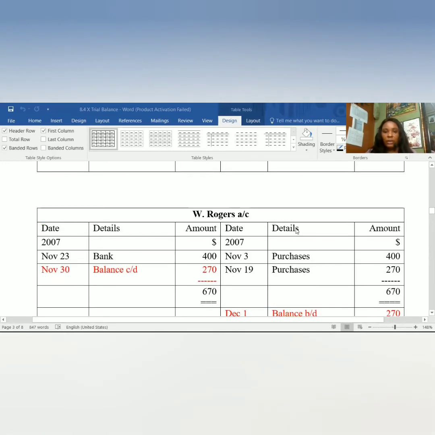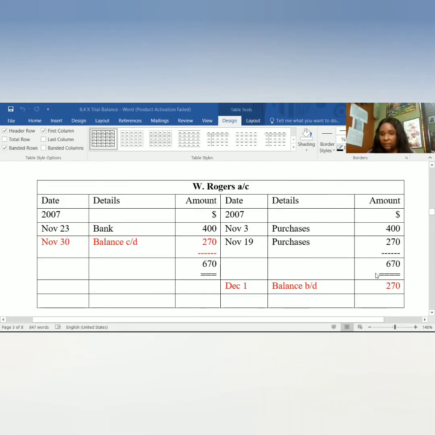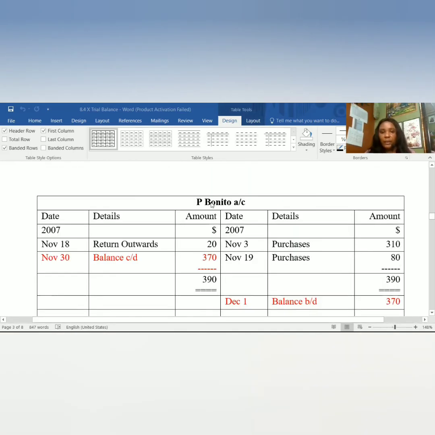W. Rogers now, he has a balance brought down of 270, and this balance brought down is on the credit side. So you go back to your trial balance and write down W. Rogers under your details and put the balance BD on the credit side. You go down to the next person, P. Bonito, you find the balance BD on the credit side, you go ahead to your trial balance and you write it on the credit side.